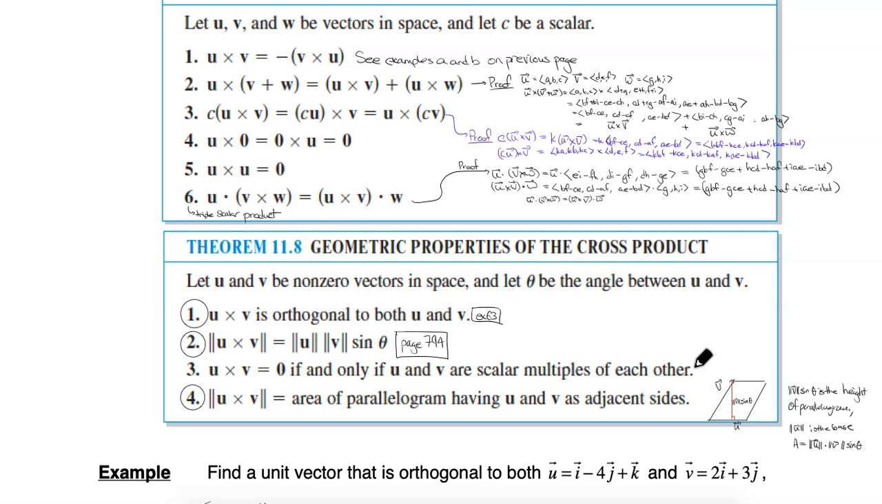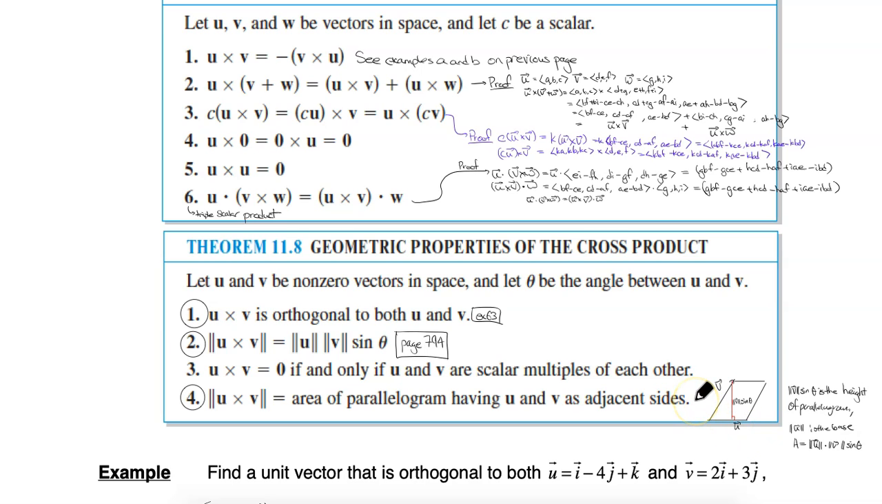Finally, the magnitude of u cross v is equal to the area of the parallelogram having u and v as adjacent sides. You can see that by going back to property number 2. The magnitude of u is actually the base of a parallelogram, and then the magnitude of v times sine theta is going to represent the height of the parallelogram. So if we do base times height, we get the area of the parallelogram.